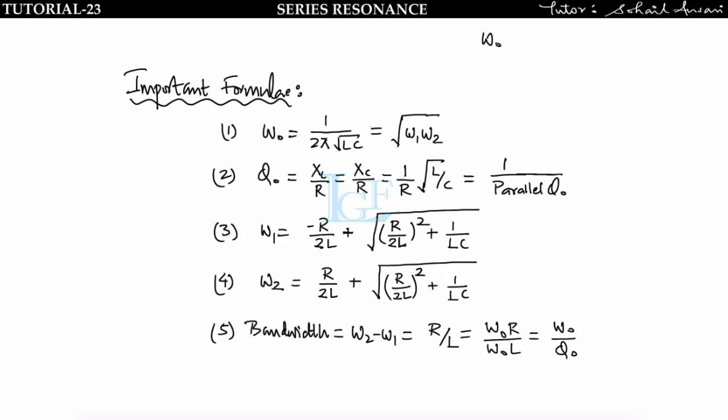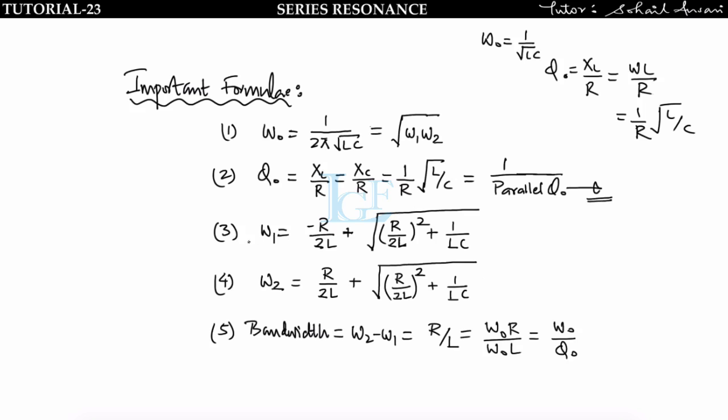See, omega naught is equal to 1 by under root LC, right? And we know that quality factor Q naught is equal to XL upon R, that is equal to omega L upon R. Put omega equal to omega naught at resonance frequency. So put omega naught is equal to 1 by under root LC, you will get 1 upon R under root L by C. Okay, in this way we derive the quality factor in 3 formulas, and that is equal to 1 upon the quality factor which we will get in the parallel resonance circuit. That is the next lecture.